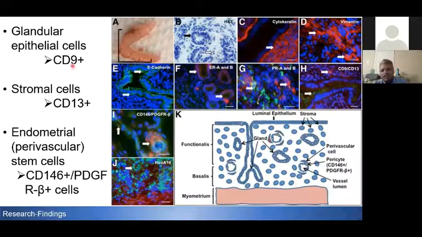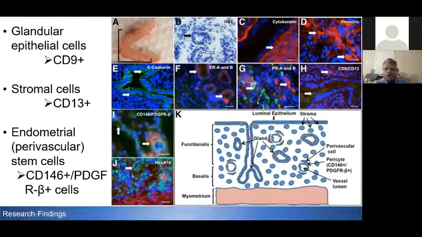So CD9 is the glandular epithelial cell marker, and CD13 is the stromal cell marker. And then these CD146 and PDGFR beta, which mark the mesenchymal stromal cells or mesenchymal stem cells, are found in the human endometrium. So we looked, and they are found around the blood capillaries in these endometrial-like cells. So we were able to see those.